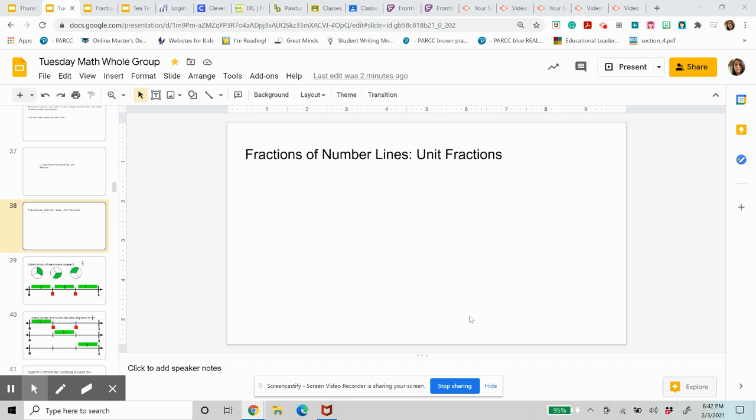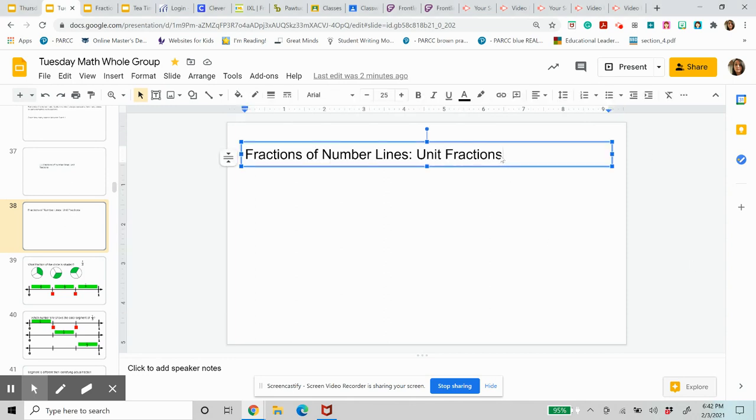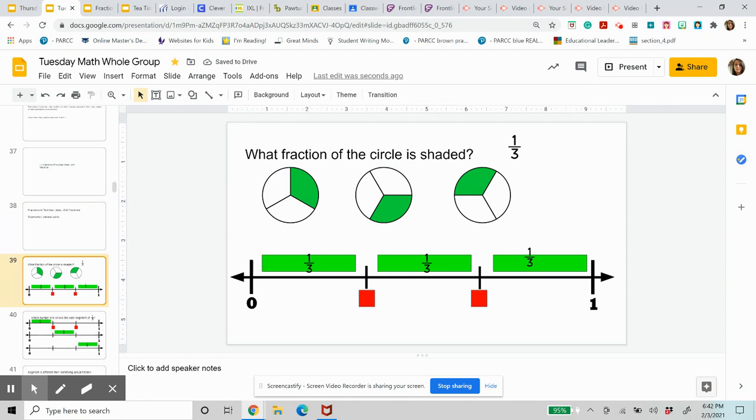All right, we're going to talk about fractions of number lines. We're going to talk about the unit fractions, the segments, or the pieces, okay? And I think we might even want to write that here. Okay, segments, pieces, parts, okay?